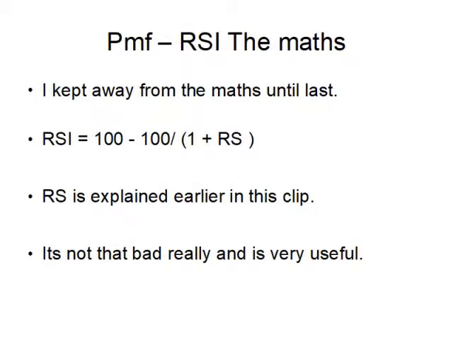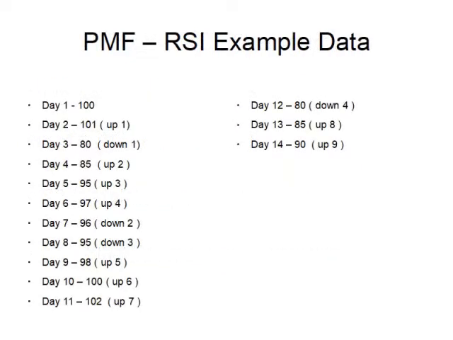Okay, I'll try to keep away from the maths, but eventually we get there. We calculate the RS, which I covered in the previous clips. We add 1, we then take 100 and we divide it by that number, RS plus 1. We then take 100 and we subtract it from that. Okay, it's not that bad. It's really not that bad in terms of maths.